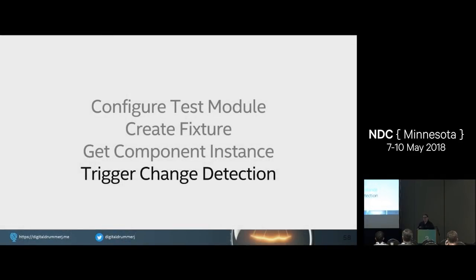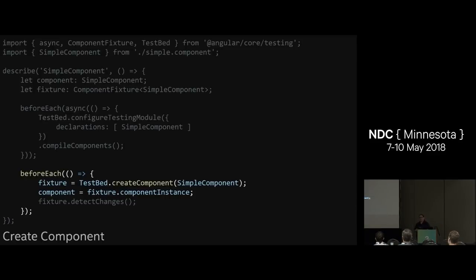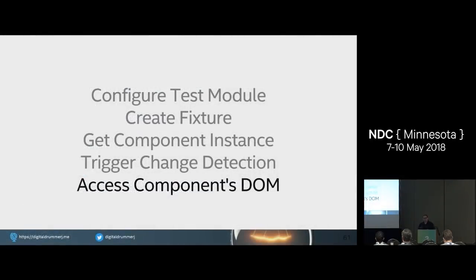But at this point, all we've done is create the instance. We haven't done anything with it. Hasn't run ngOnInit or anything else. So we need to trigger our change detection. Once we trigger this change detection, then ngOnInit will actually run in our component. And it's as simple as saying fixture.detectChanges. And so now I'm actually ready to start doing some testing. I can test my actual DOM.